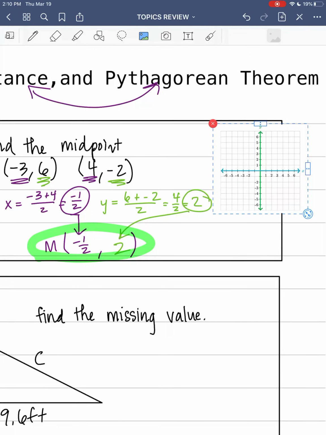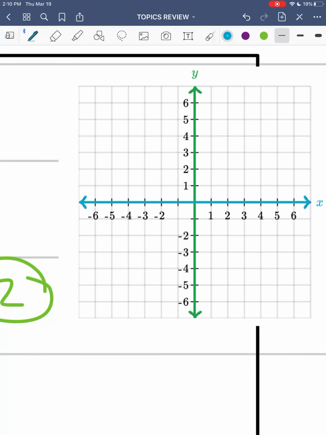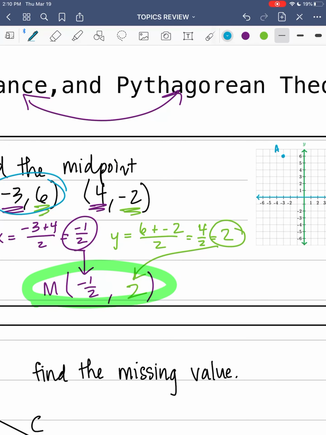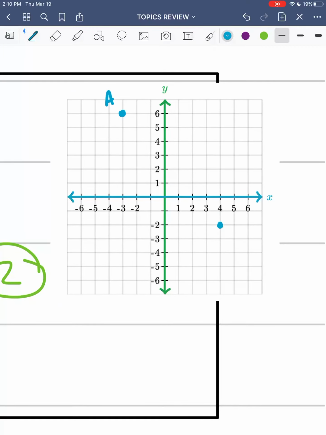Okay, so I'm going to put these 2 endpoints in first. The point negative 3, 6, let's put that on here. So negative 3, up 6. Here's the point A, negative 3, 6. And then we'll put the point B. That's 4, negative 2, our other endpoint. So 4, negative 2 is right here, over 4 and down 2.